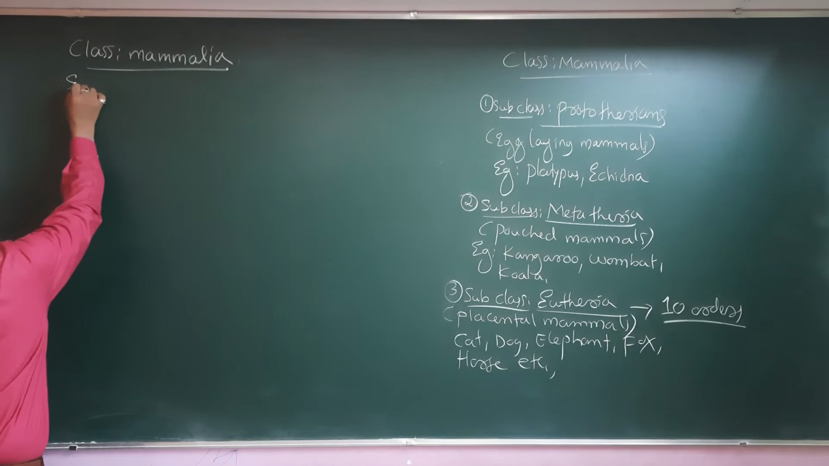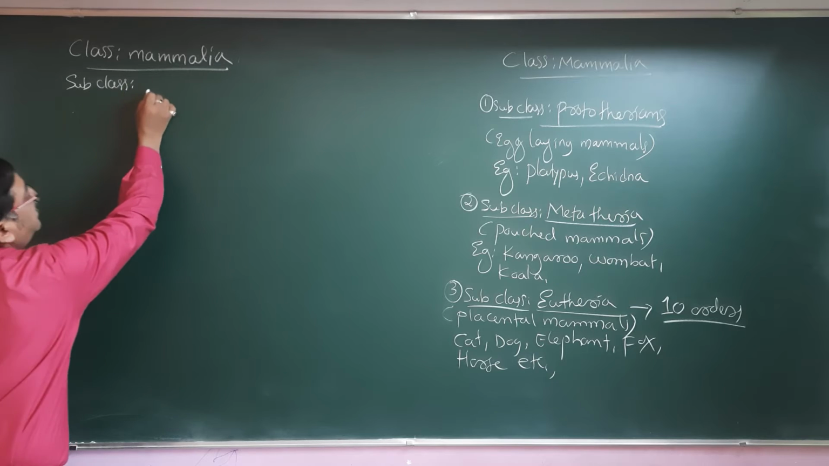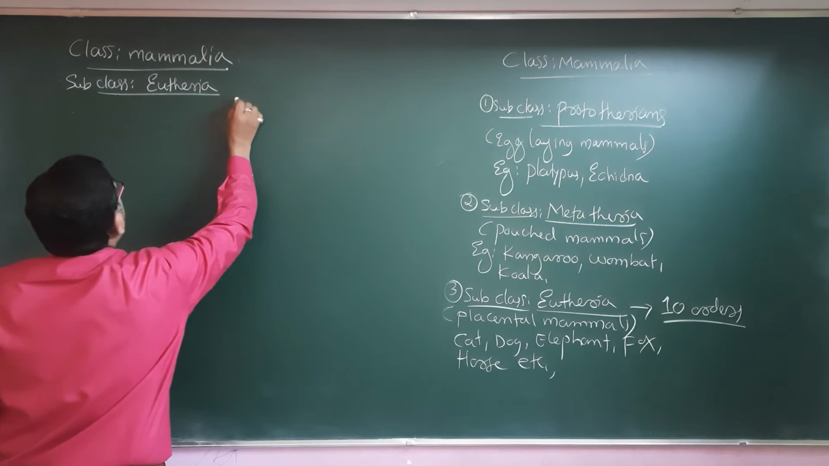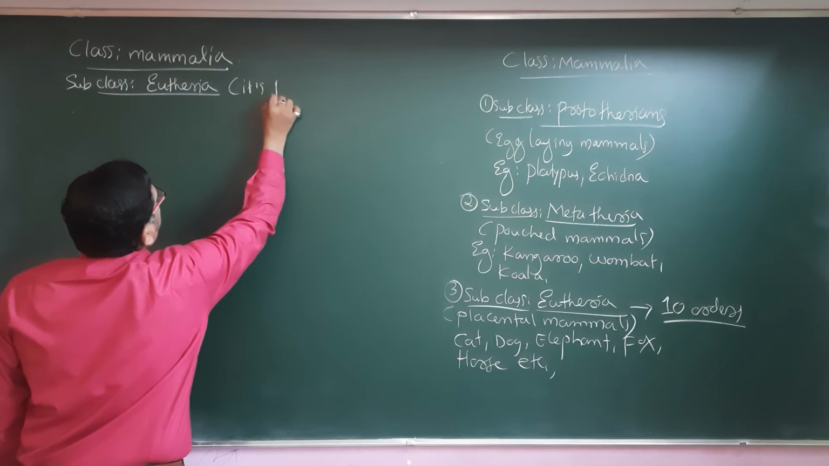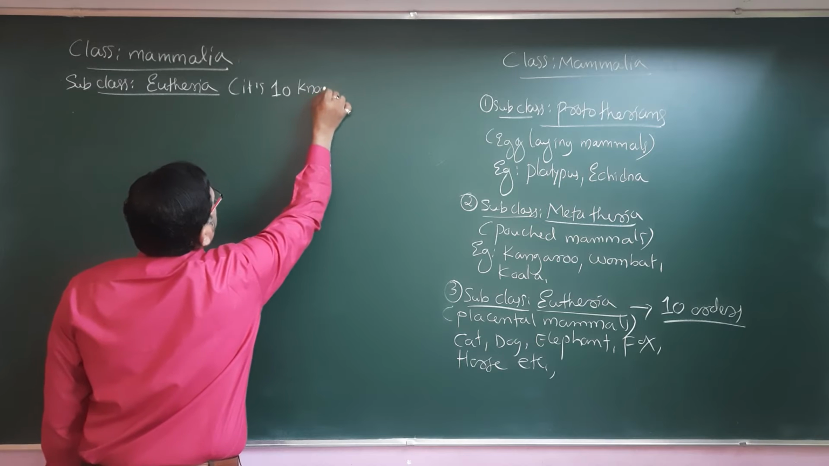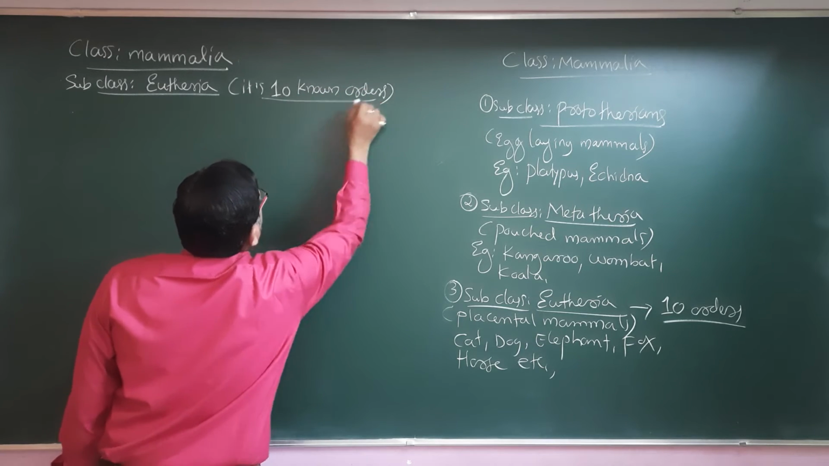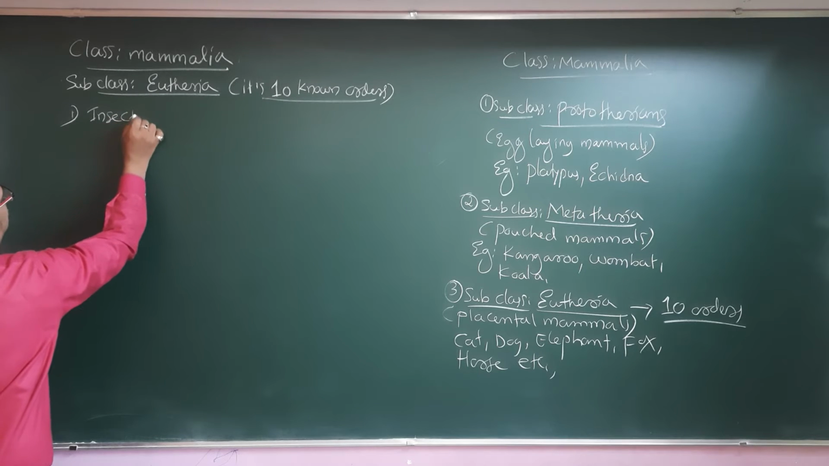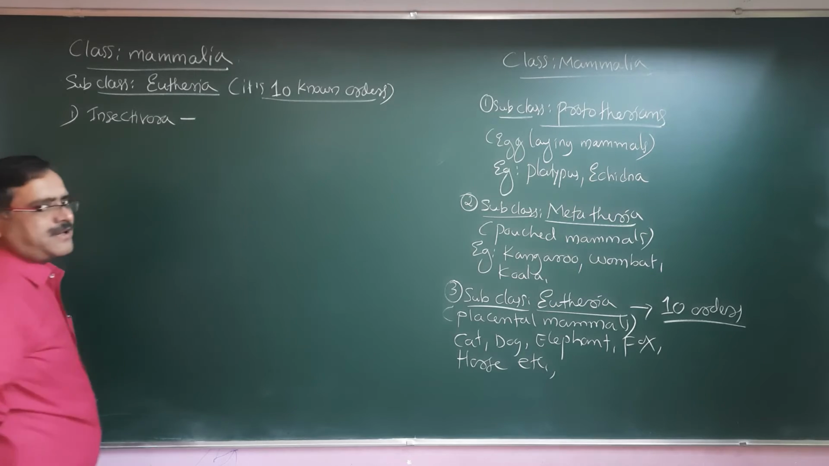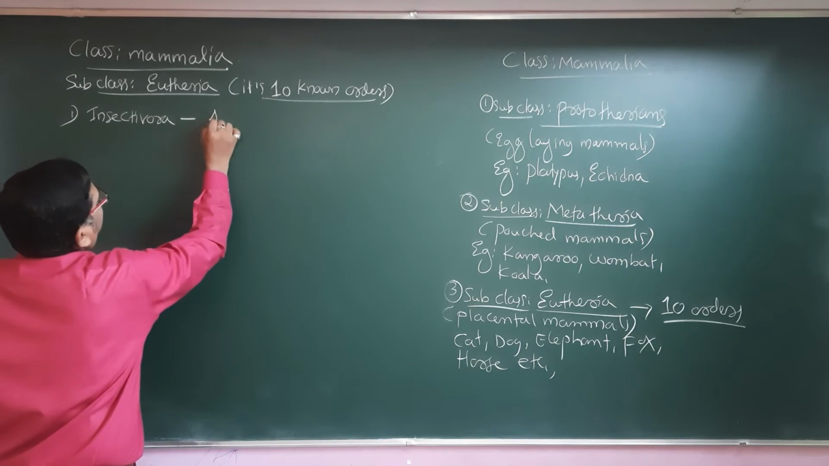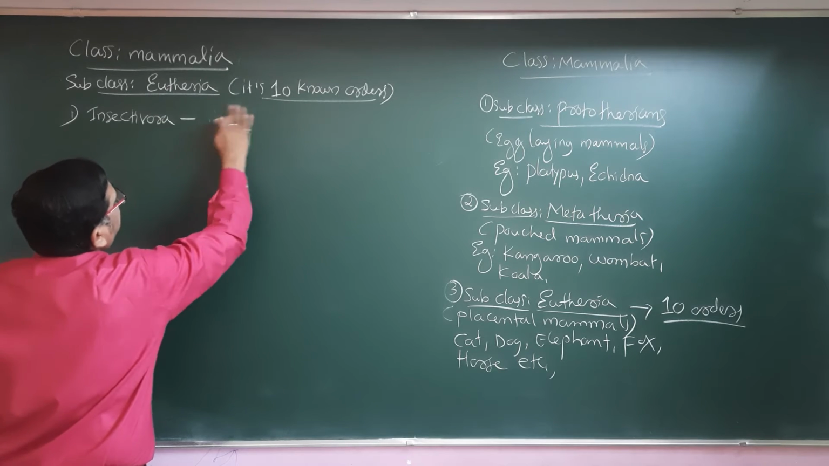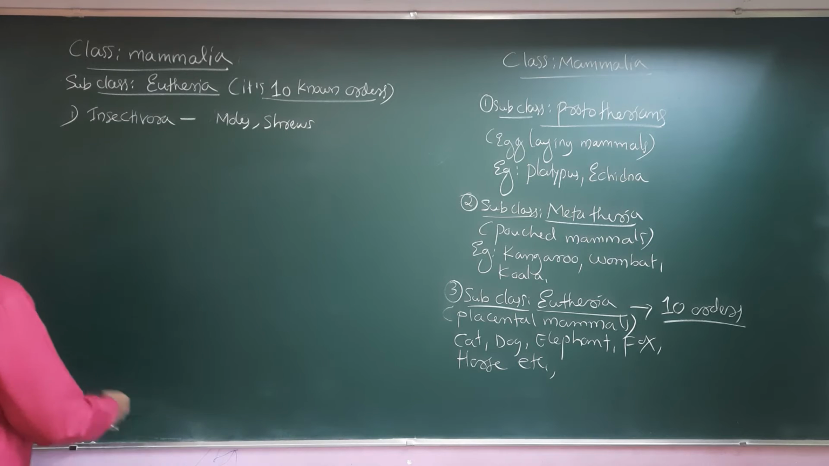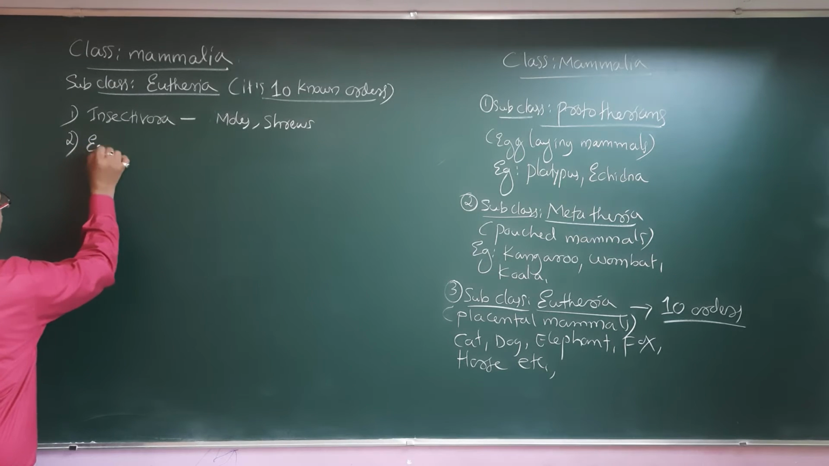Well, so subclass Eutheria, and yes, it has 10 known orders. The 10 known orders, number 1, we call it Insectivora. Insectivora, mainly the insect-eating mammals. They can be, we can say, the anteater, they can be moles and shrews. Yes, moles as well as shrews are the examples of Insectivora. Number 2, Edentata.